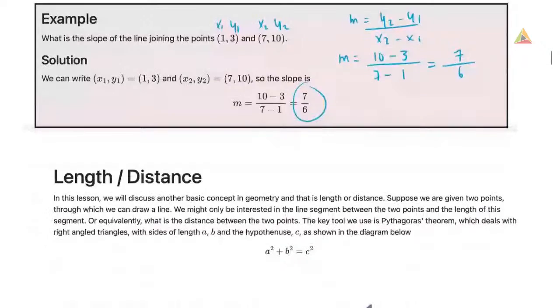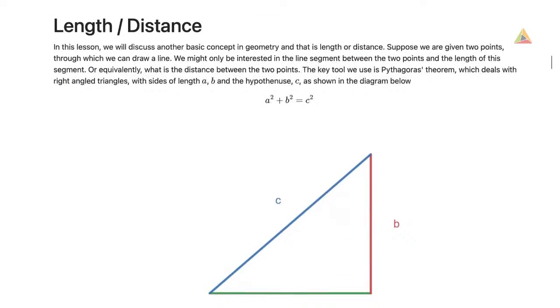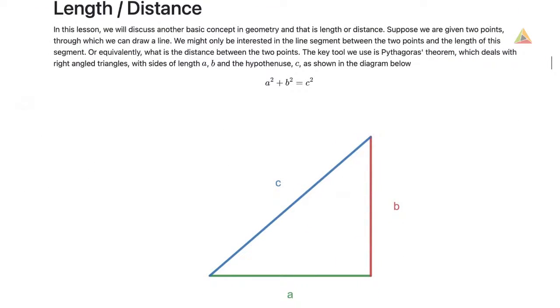This brings us into the next section, which is the length or distance. So in this particular part, we're going to discuss another basic concept in geometry, that's the length or distance. So suppose we're given 2 points through which we can draw a line. So say, for example, you have this point and you have this point, you can draw a line in between the 2 points. So if you wanted to get the distance between those 2 points, we apply this method here. So we might only be interested in the line segment between 2 points and the length of the segment. Or equivalently, what is the distance between the 2 points?